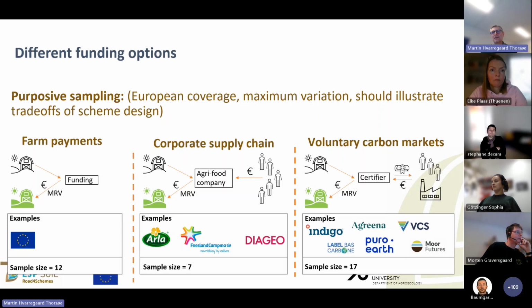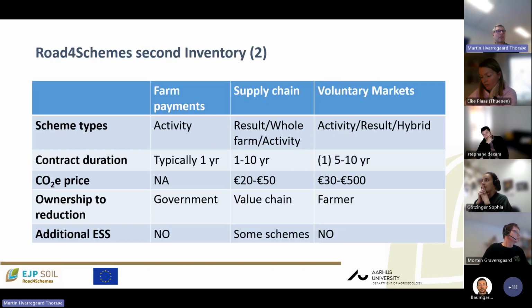And then we have initiatives in the voluntary carbon market, where there's an external certifier that certifies carbon removal activities at farm and either provides farmers with a certificate or sells the certificates at the market. And when it comes to the European regulation on carbon farming removal certification, these are primarily the schemes that are relevant to talk about in that regard. But we have had a broader view on carbon farming in our project.